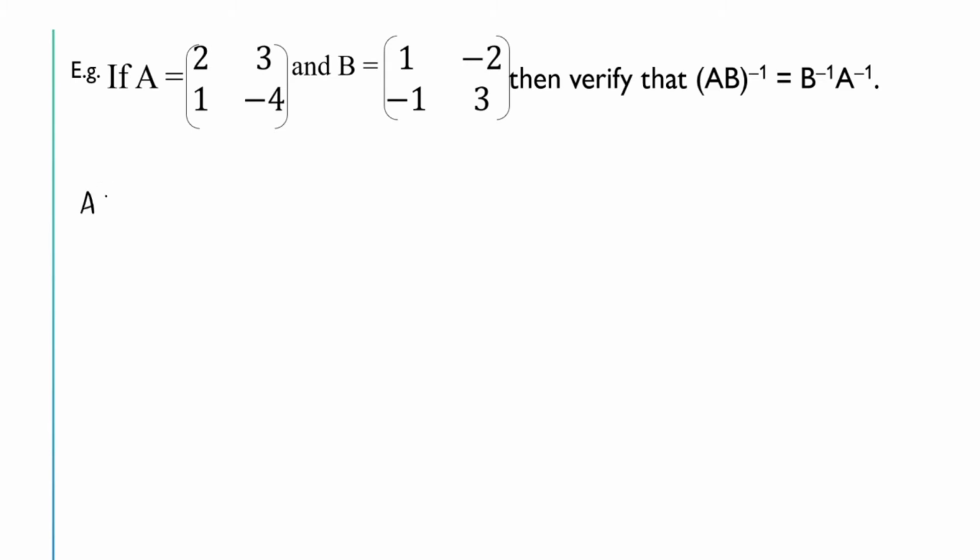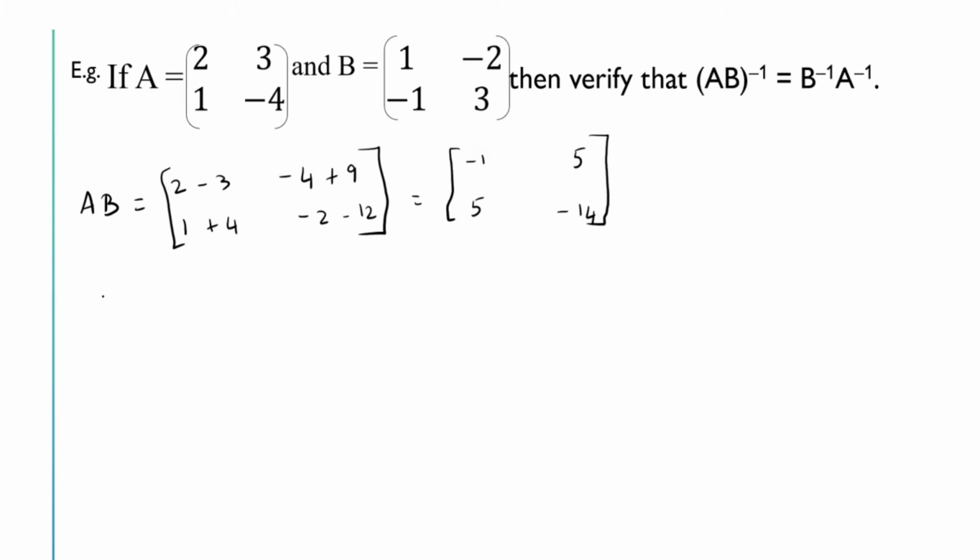First let us find AB. AB is equal to first row first column 2 minus 3, first row second column minus 4 plus 9, second row first column 1 plus 4, second row second column minus 2 minus 12. So this is equal to minus 1, 5, 5 and minus 14.